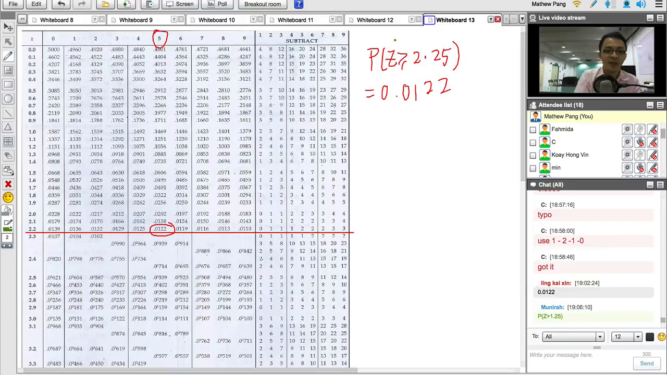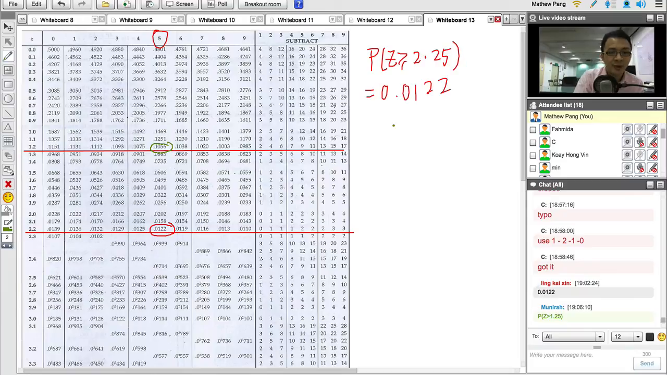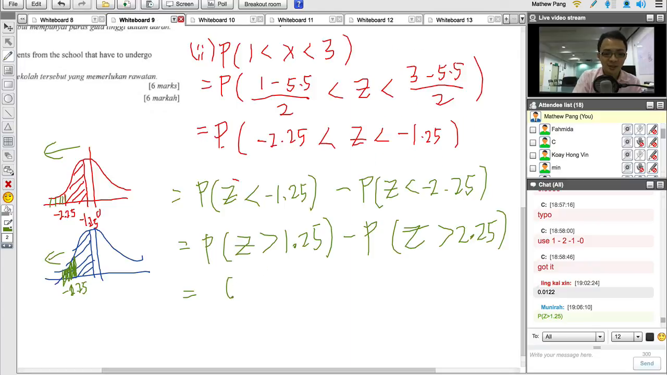So I open the table. I draw a line at 1.25. I have a look on 1.2. Okay, 1.25, I'm going to circle the value. 1.25 is this one. So for the probability z is bigger or equal to 1.25, I actually will get 0.1056.